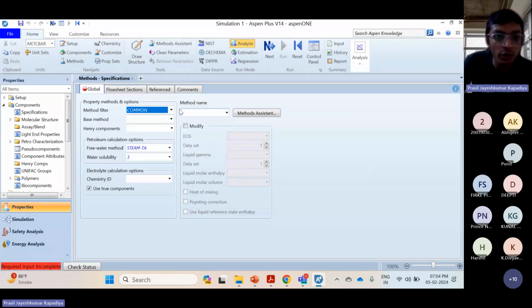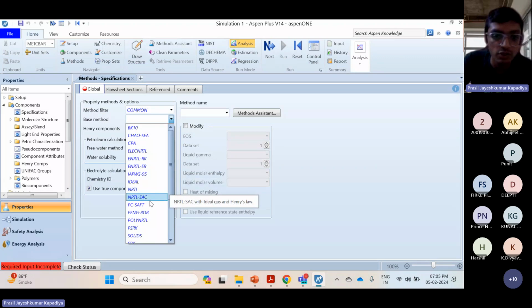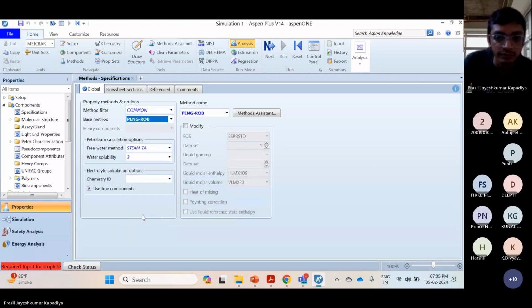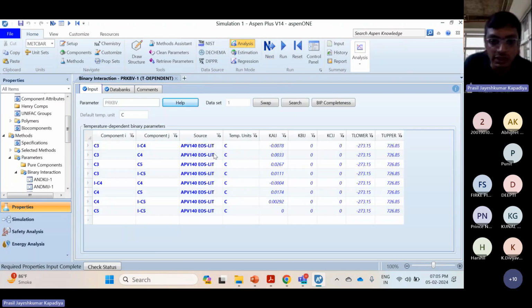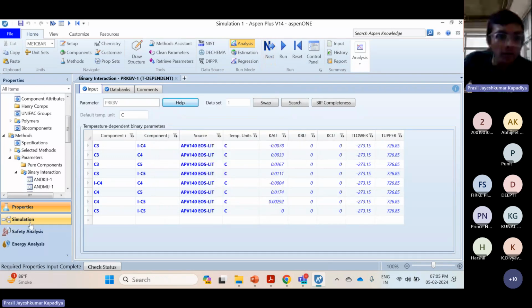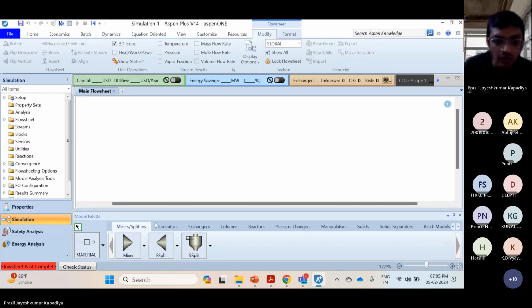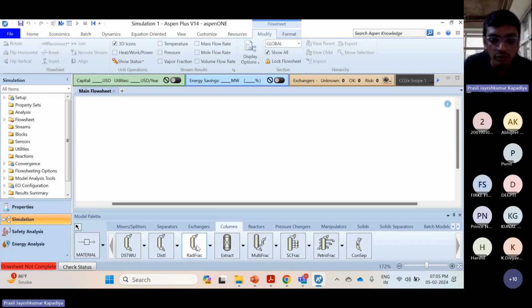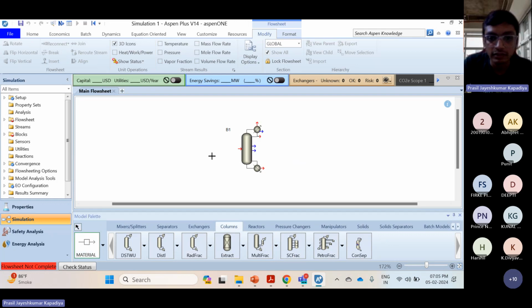We are told to use Peng-Robinson equation of state. So we'll just choose Peng-Robinson. Now we'll go to next. It will give us interaction parameters. We will just use that. We'll not modify anything. Okay. Now let's go to simulation. In simulation, we'll be going to columns. We'll be using RadFrac. Same thing.